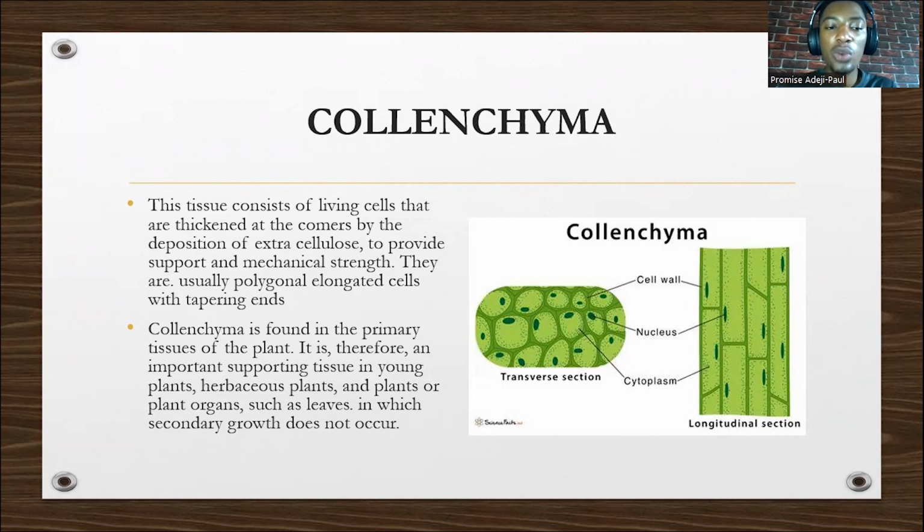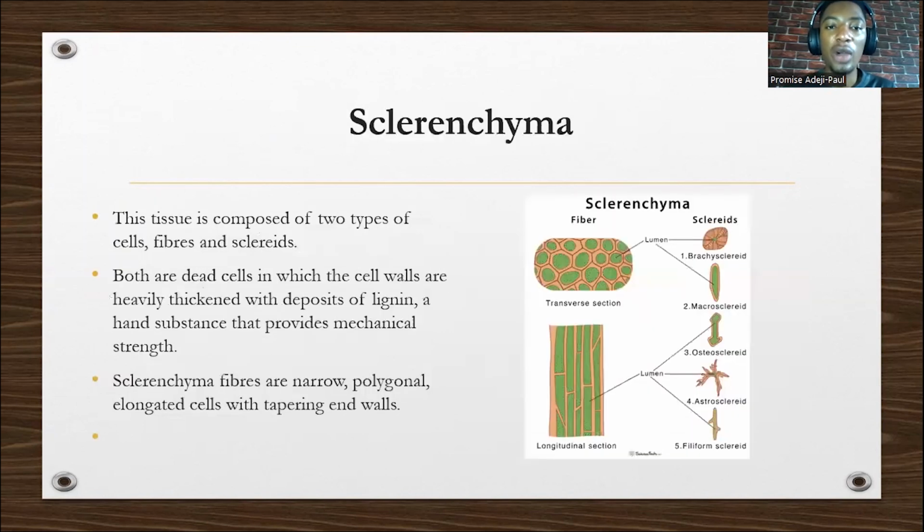So collenchyma is found in the what? Primary tissues of plants. It is therefore an important supporting tissue in young plants. Please, this is a very important point. Important supporting tissue in what? In young plants, herbaceous plants, and plant organs such as the leaf, in which secondary growth does not occur. So these are important points that you have to take note of.